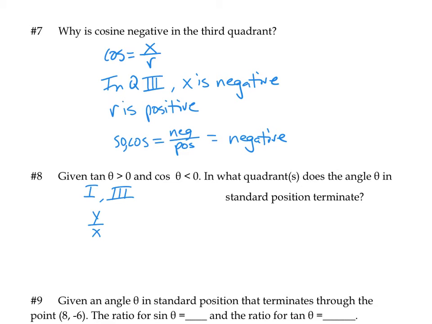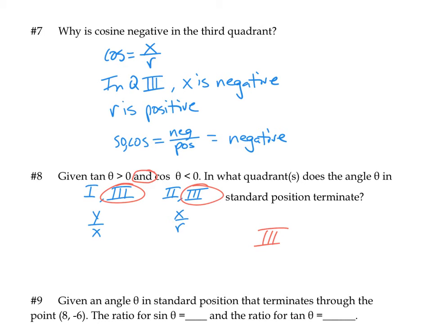Cosine is x over r, as we just talked about. So it's negative in quadrant 2, where x is negative, and in quadrant 3, where x is negative. So in what quadrants does the angle lie where it is both tangent greater than 0 and cosine less than 0? Quadrant 3 would be the answer, where cosine is negative and tangent is positive. That's the only quadrant where both those things are true.